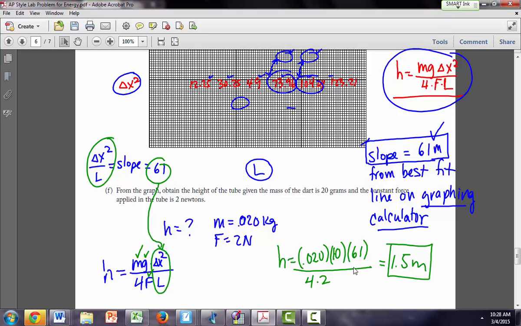So that's how you can use the slope of the data after you've derived this expression up here. We derived this expression from the work equaling the kinetic energy, and then we solved for H. And then we used the slope of delta x squared versus L, and knowing what the constant force was and what the mass of the dart was, we could calculate the height of that table.